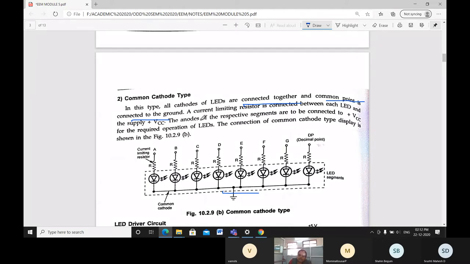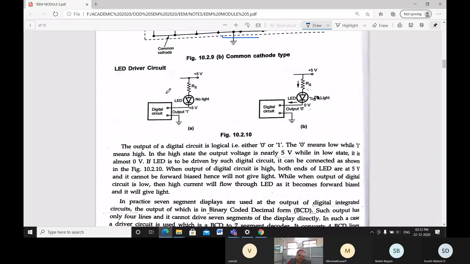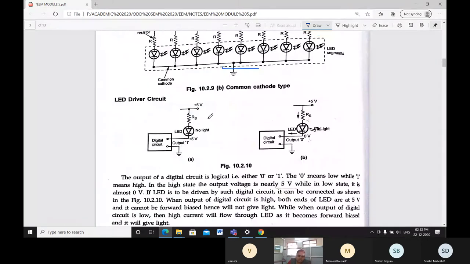The anodes of the respective segments are to be connected to the plus VCC. That's what I explained. Okay, this is about your common cathode type, how an LED driver circuit is going to be. Actually, how the digital circuit is there. Here the LED is there. Plus VCC, if I give a positive supply, then our light will not glow. Output is going to be grounded when the LED will be on.